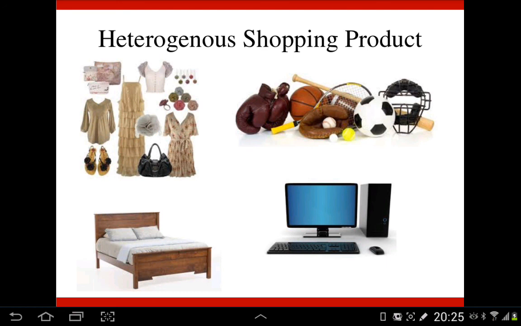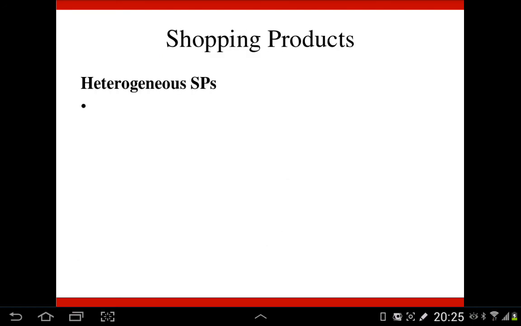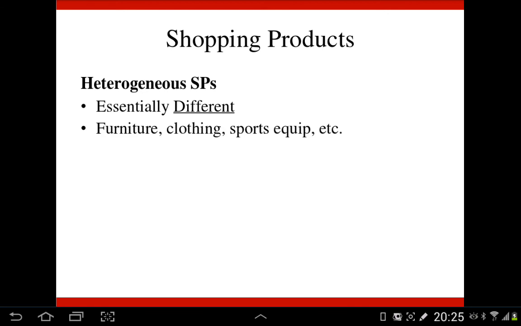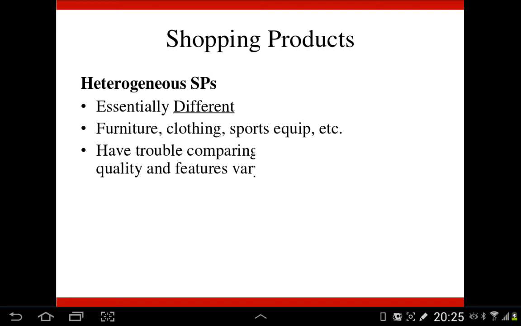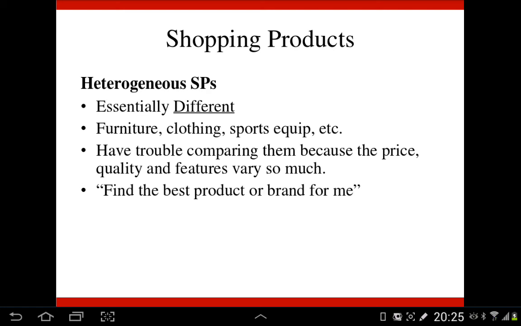So let's look at heterogeneous shopping products. They are the same, but they are also very different. Furniture, clothing, sports equipment, and so forth. And usually people have trouble comparing them on price because their quality varies. The features that you get with each one vary. You don't just get the same, you get different things with each of these products.